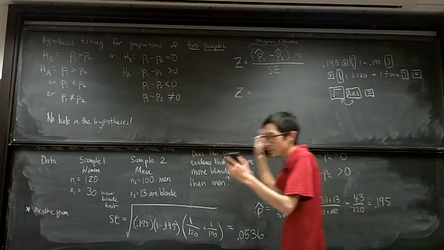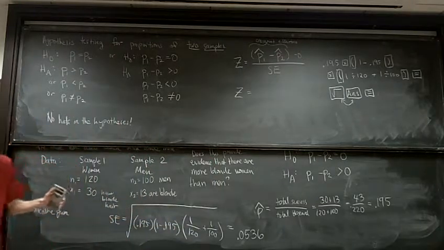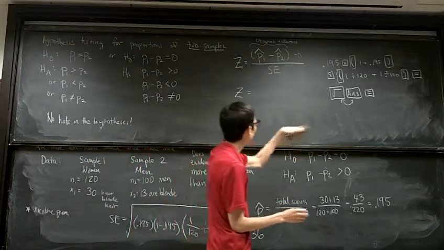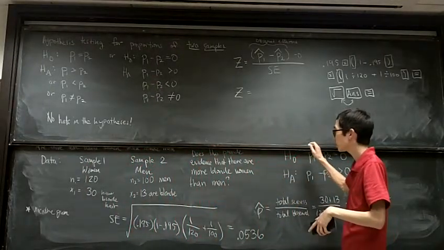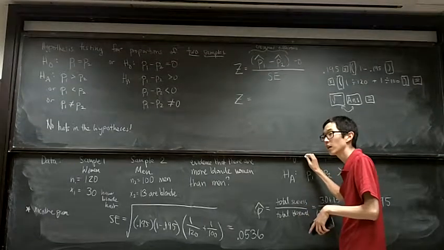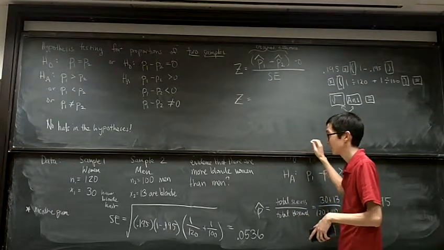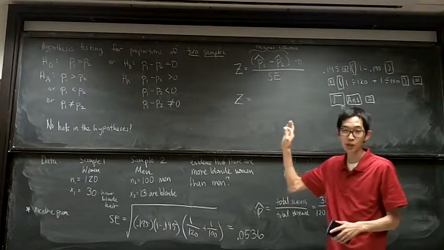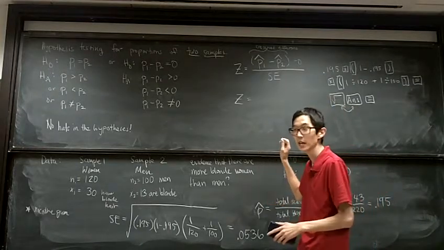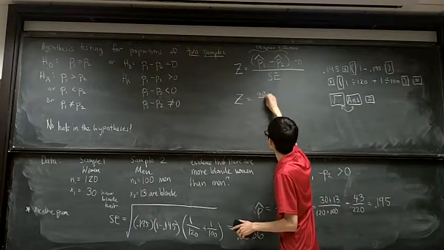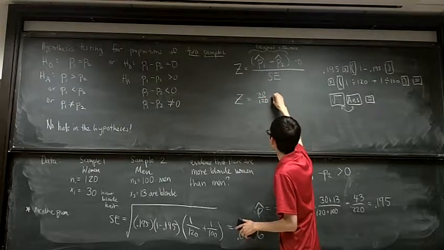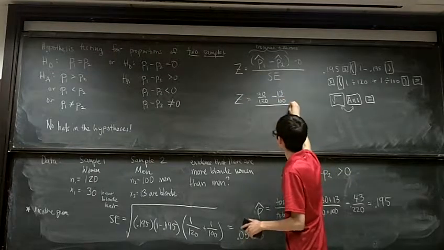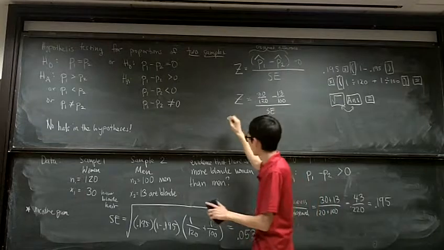All right. We got to keep going. So my z-score is p1 hat minus p2 hat minus 0 divided by the standard error. What is p1 hat? P hat is 0.195, but p1 hat is the proportion of women with blonde hair. So what is that? 30 over 120. What is p2 hat? 13 over 100. And I divide this by my standard error, and I do minus 0.